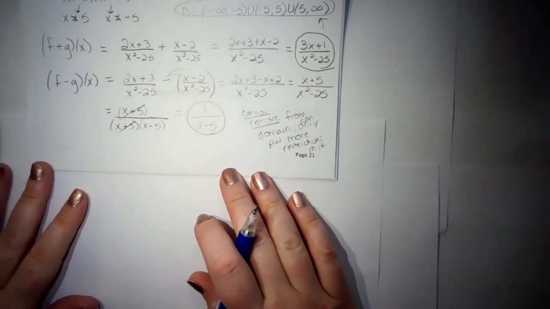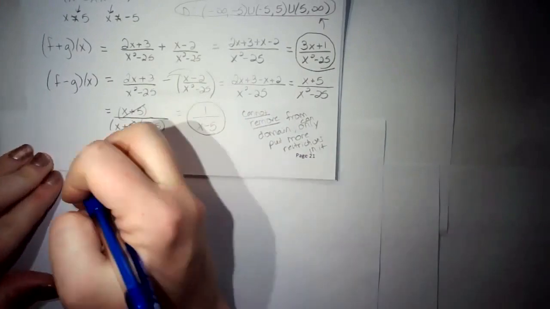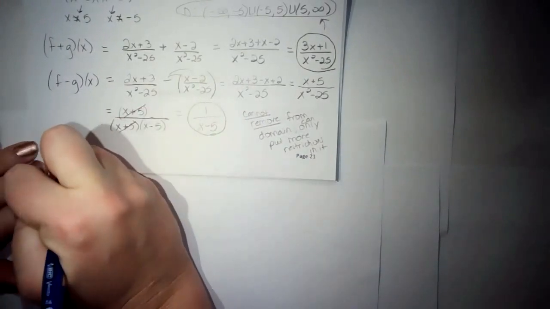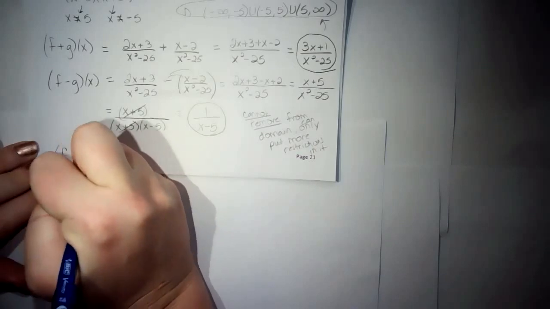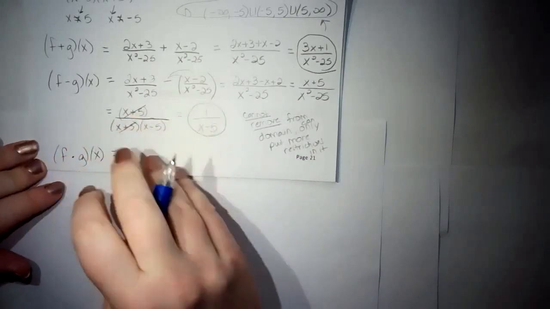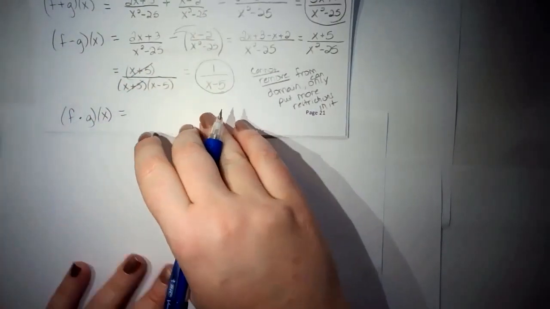I know I've run out of room. You might have run out of room too. I don't know how big you write, but okay. So now remember, we're going to multiply. Okay. Now we're going to multiply these guys.